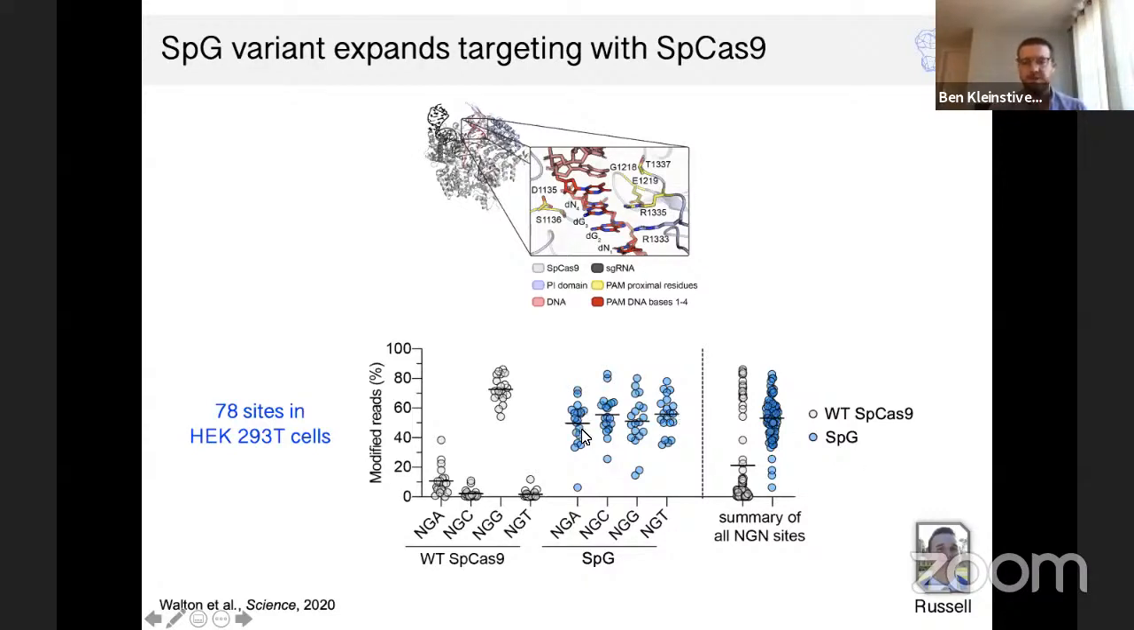And what we found with this protein actually is that it can now very effectively target sites with NGA, but also NGC, NGT, and NGG. So with this one enzyme, we basically quadrupled the targeting range of Cas9 because it can now access all of these sites at much higher efficiencies than the wild-type protein could before. The obvious exception here is that the wild-type SpCas9 protein is still more effective at its canonical NGG PAMs compared to our new SpG protein. But in aggregate, the SpG protein is far more active across these NGN PAMs compared to wild-type SpCas9.